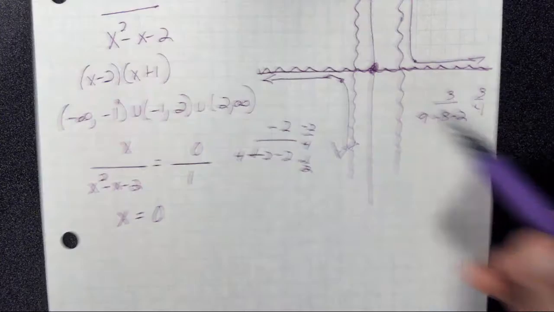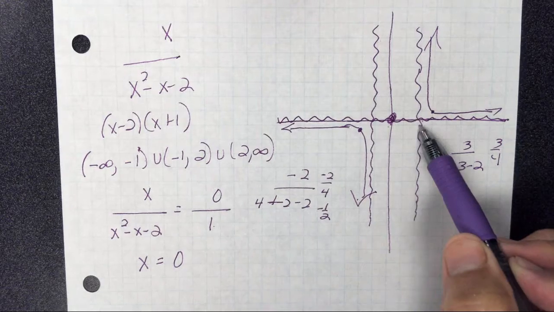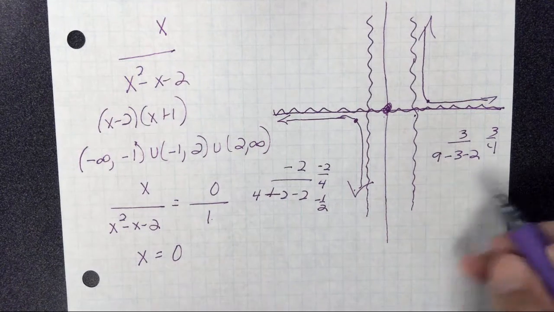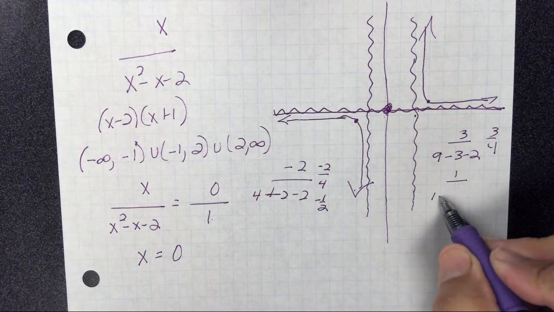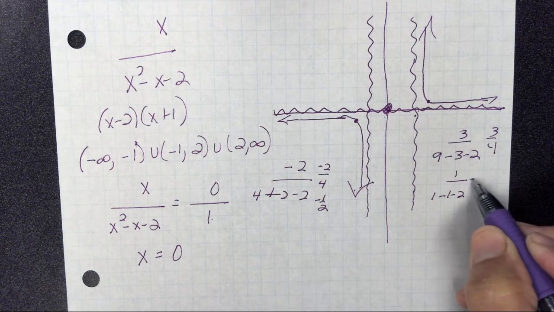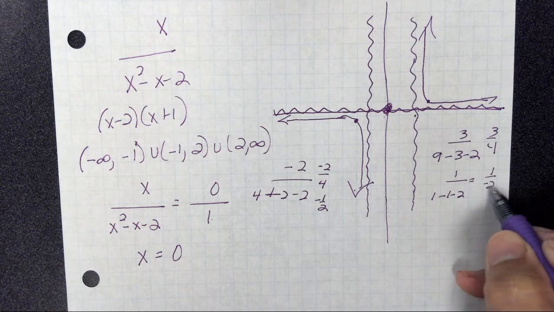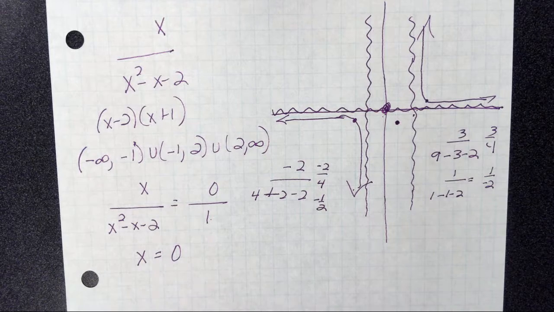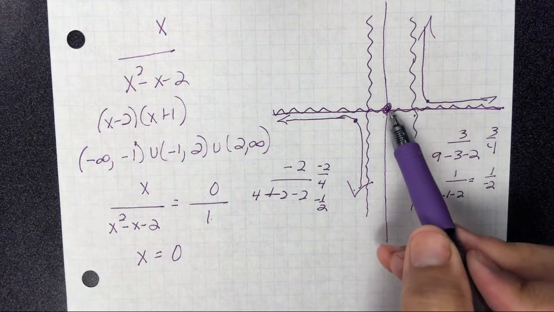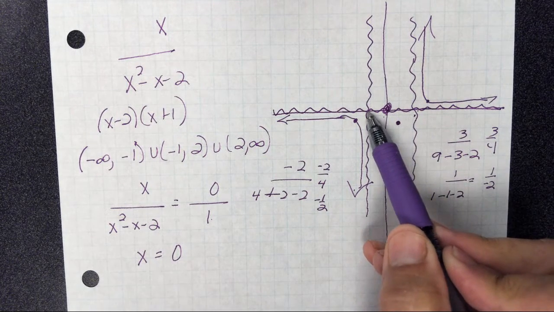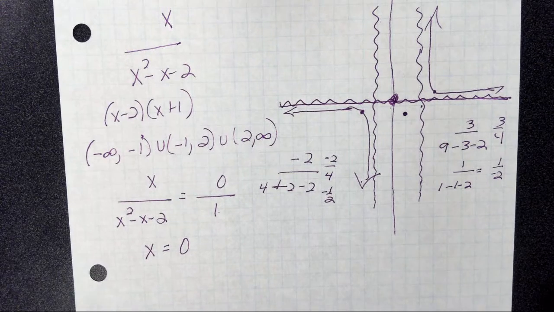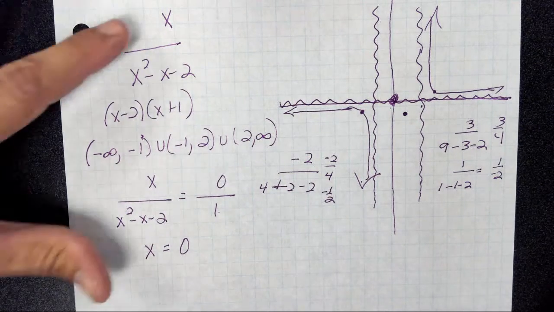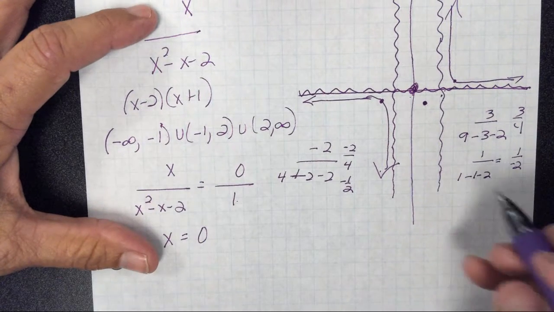So the easy one to plug in between 0 and 2, I would plug in a 1. So 1 over negative 2, so that's there. But now I got to plug in something between 0 and negative 1, and it doesn't really matter, but probably the easiest thing to do would be negative half.